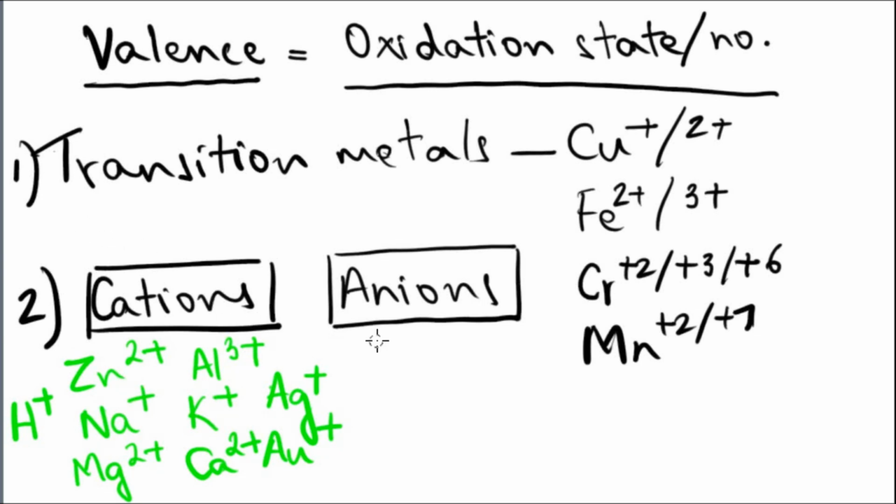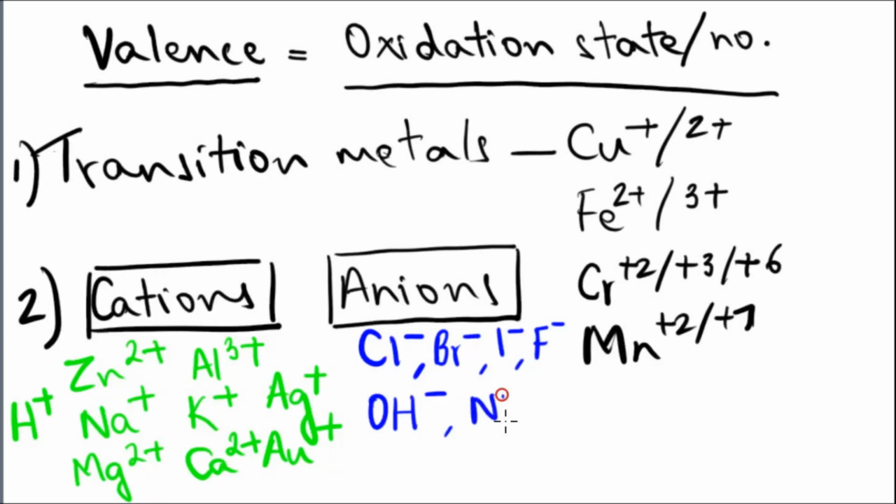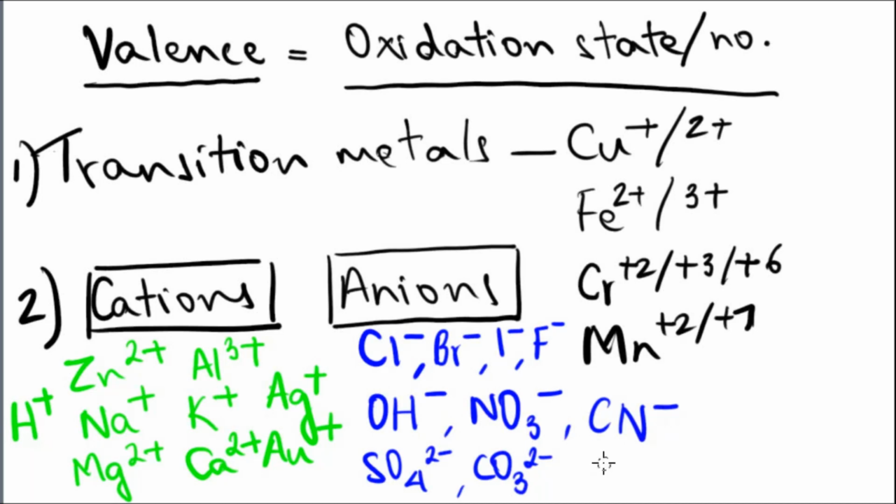Now moving on to some anions, you have the halides, which are chlorine, bromine, iodine, fluorine, they're all -1. Then you have a hydroxide ion, which is -1. You have nitrate ion, which is -1. You have sulfate, which is -2. You have carbonate, which is -2. Oxygen is -2. Cyanide, -1. And that's all for now.